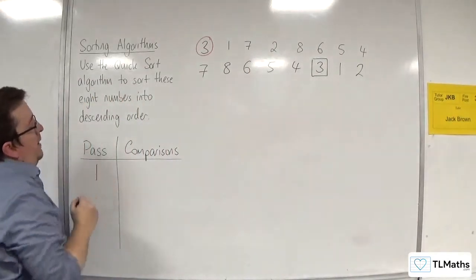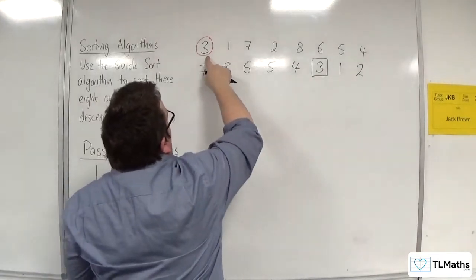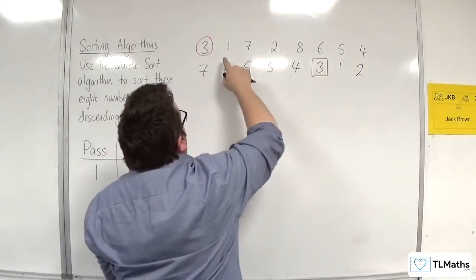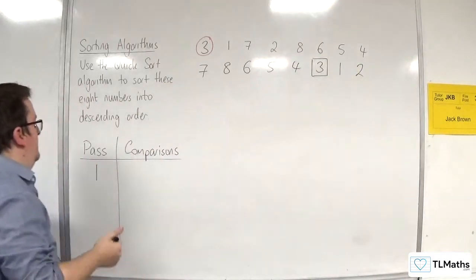So in my first pass, how many comparisons did I make? Well, I had to compare 3 with each of the other numbers in the list. So 1, 2, 3, 4, 5, 6, 7 comparisons were made.